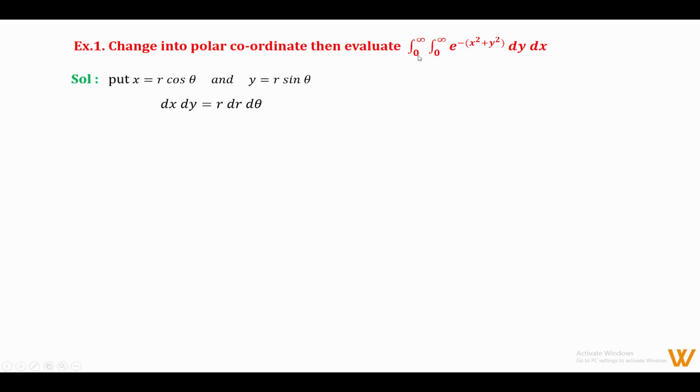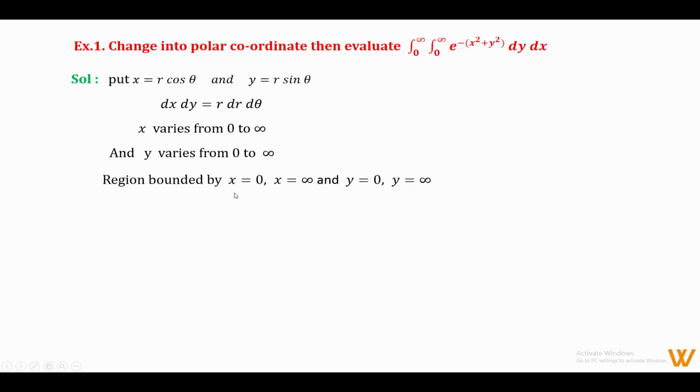In the given integration, x varies from 0 to infinity and y varies from 0 to infinity. Now the region is bounded by x is 0, x is infinity, y is 0, y is infinity. By using these equations, draw the diagram. So for that, consider a two-dimensional plane. This point is origin, this line is x-axis, this line is y-axis.